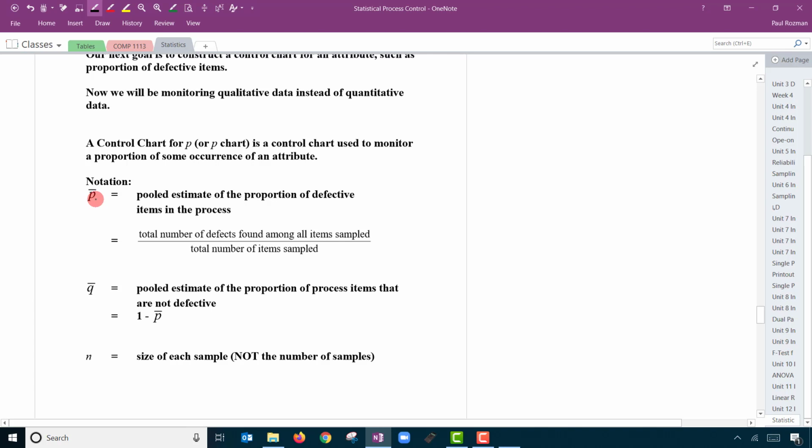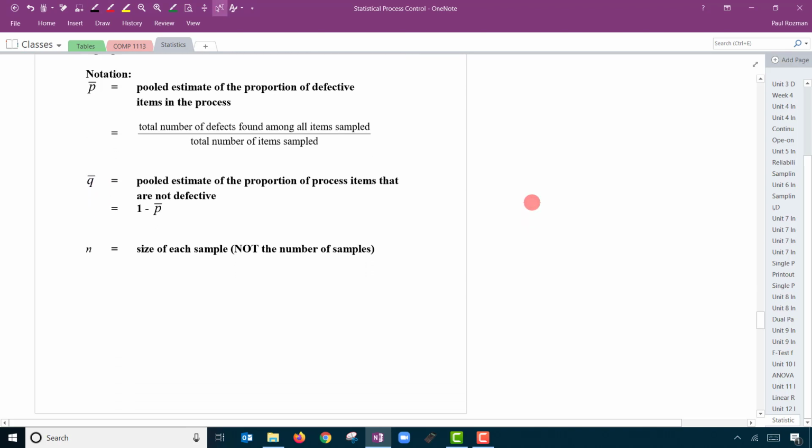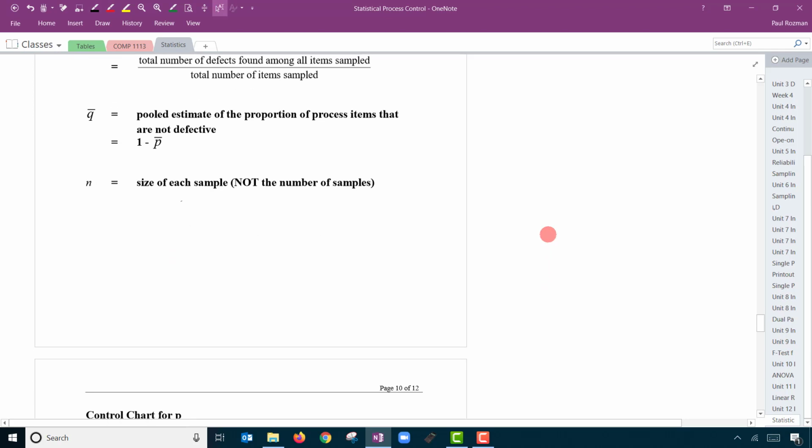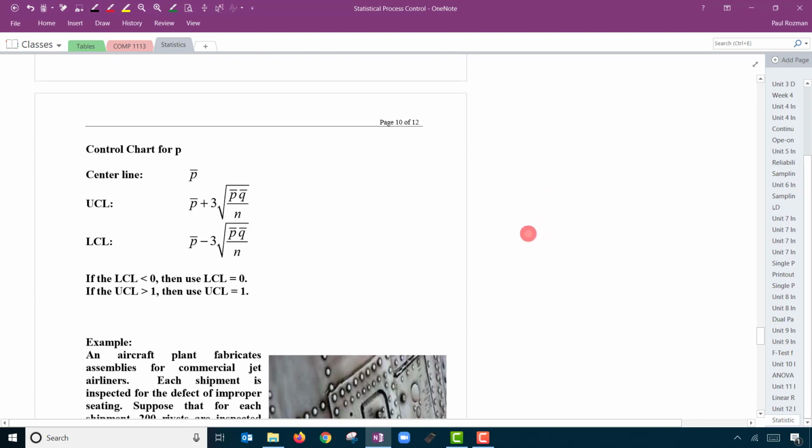The pooled, you just pool all the data together and calculate the proportion of, say, defectives. And then Q is the opposite: the proportion of things that are good. And again, we'll define N as the size of each sample, not the number of samples. It's easy to get those N's confused, maybe.